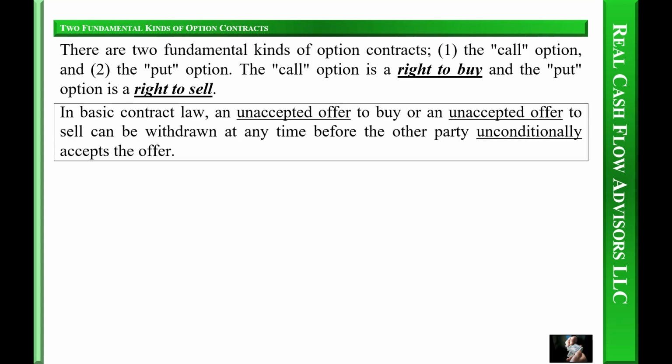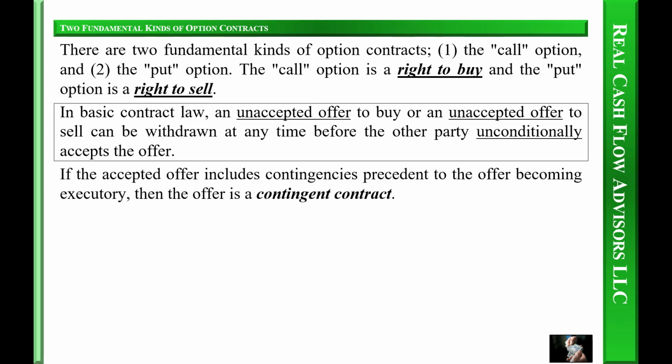In basic contract law, an unaccepted offer to buy or an unaccepted offer to sell can be withdrawn at any time before the other party unconditionally accepts the offer. If the accepted offer includes contingencies precedent to the offer becoming executory, then the offer is a contingent contract.